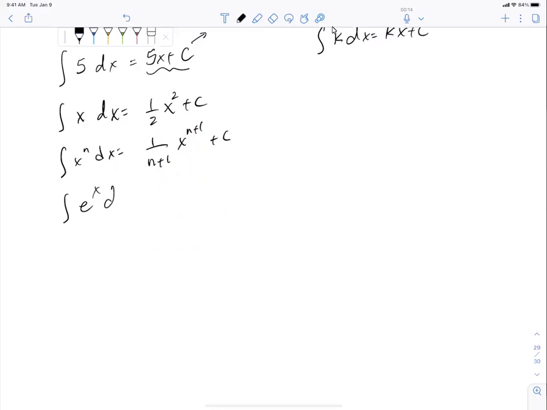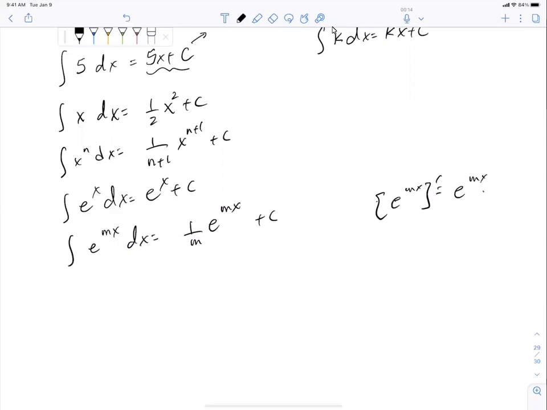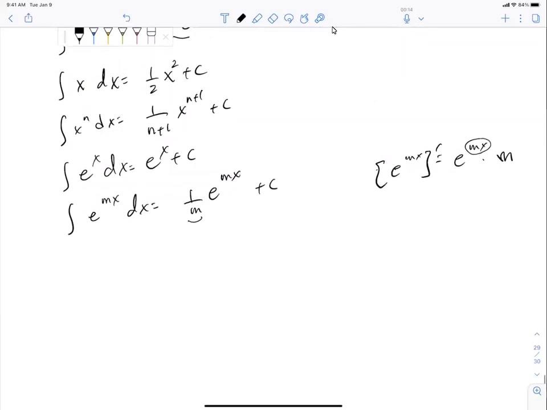The antiderivative of e to the x dx is e to the x plus c, because the derivative of e to the x is e to the x. The antiderivative of, let's say, e to the mx dx would be 1/m e to the mx plus c. The derivative of e to the mx is e to the mx times the derivative of mx, which is just m. So if I want to cancel out that m, I have to divide by m. That's how the thinking is. What would be the derivative of this antiderivative? Does it give you the original function back?